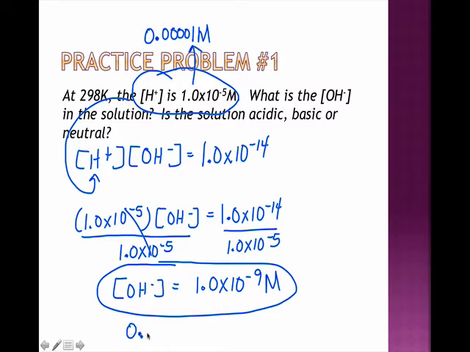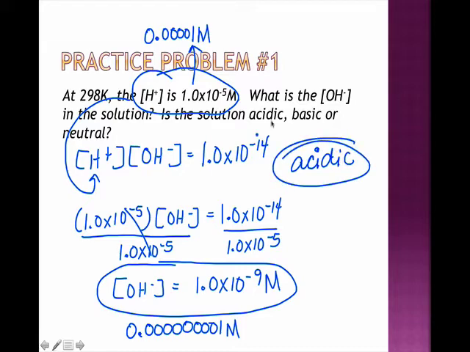This one would have 8 zeros before the 1. So 1, 2, 3, 4, 5, 6, 7, 8, and then 1 here. So we can see that the smaller number when we're talking about negative exponents is actually the bigger concentration. That means since H plus is bigger than OH minus, this is going to be an acidic solution. So that answers the second part of our practice problem.